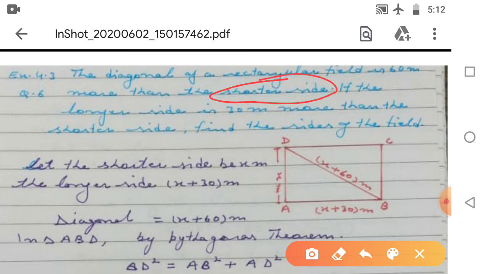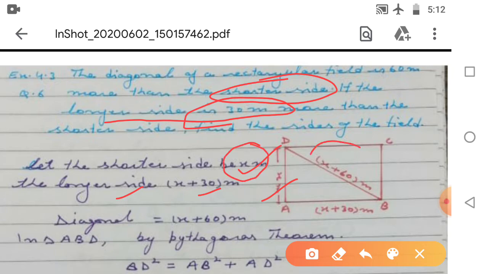Now, let the shorter side be x. What about the longer side? It is 30 meter more, so the value of the longer side is x plus 30, clear. The diagonal is 60 meter more than the shorter side. So, the shorter side is x, and the diagonal is x plus 60 meter.